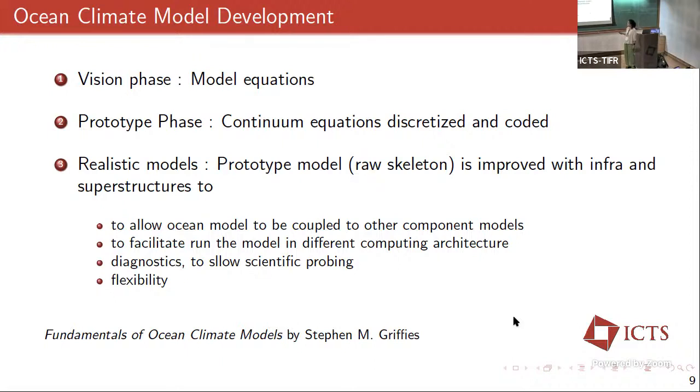And the last phase, which is the most important phase in any climate model development, is realistic models. So what do we do here? Here, the prototype model, which is the raw skeleton, is improved again and again. There are many infrastructure and superstructures added to the simple code. A lot of applied mathematicians, engineers, physicists, and chemists work to improve these realistic models, and they are used in climate predictions, weather predictions, and whatnot.